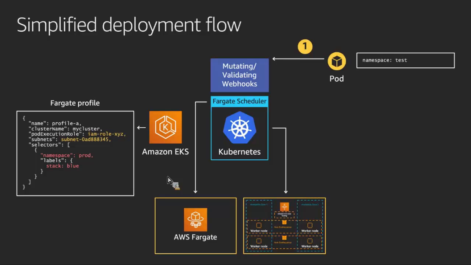Another example is I come in and I want to deploy a pod in the test namespace. Same thing. There is a webhook that is going to take that pod and ask the EKS control plane, is there a match between this pod spec and any Fargate profile that you have? The webhook is going to say, no, there is not a match here. I'm just going to send this to the standard Kubernetes scheduler to schedule this pod on a worker node. This is actually what happened in my demo.